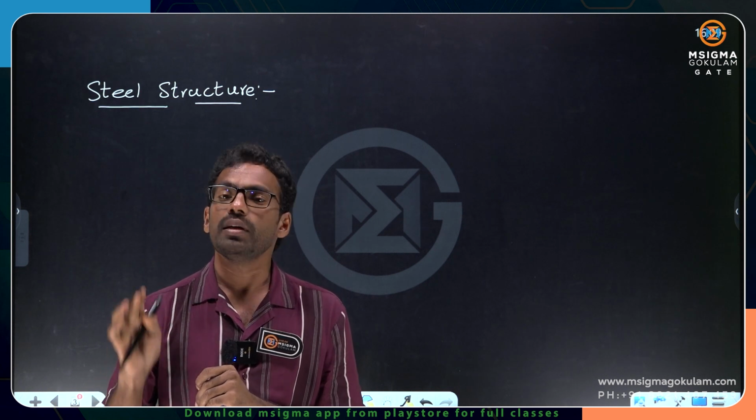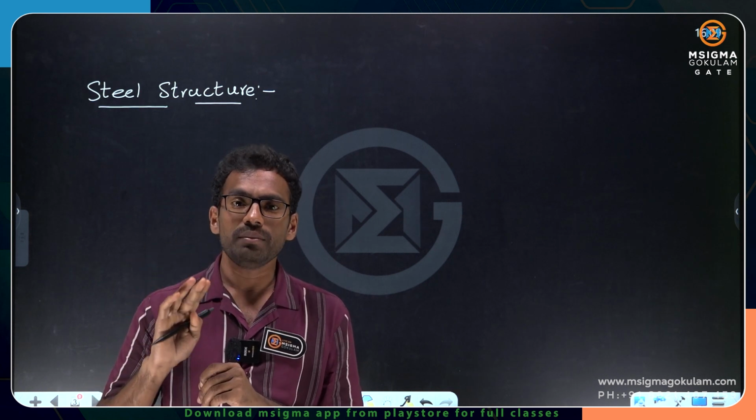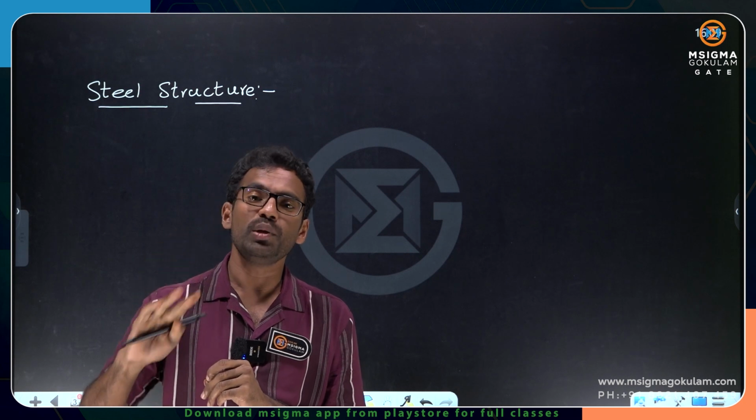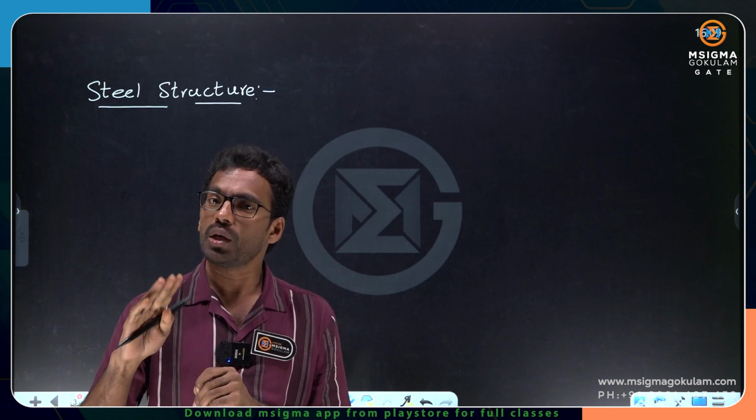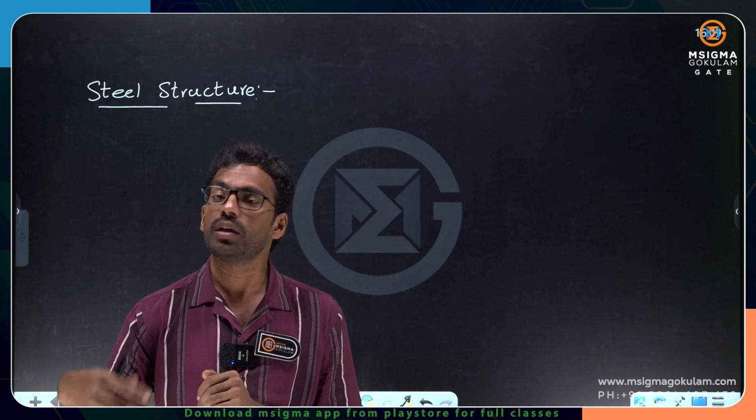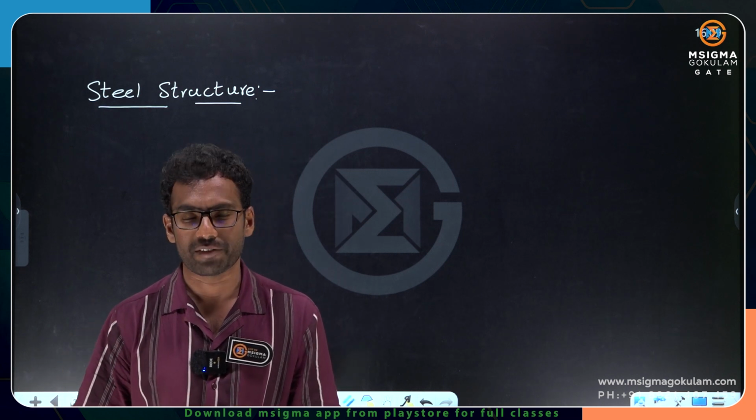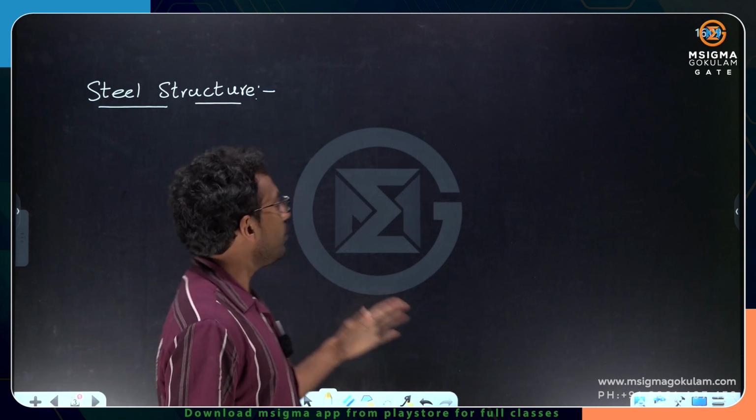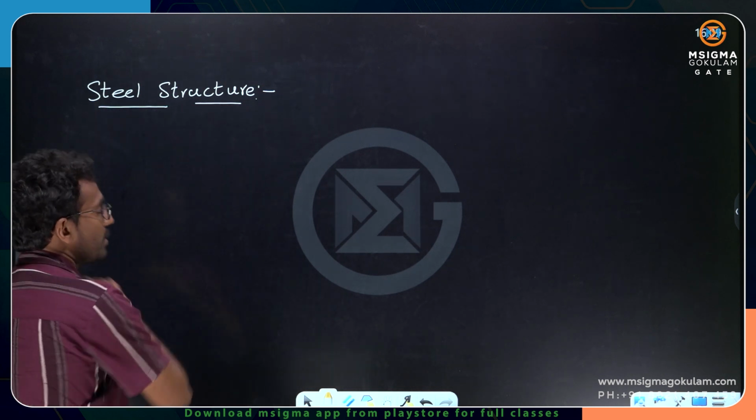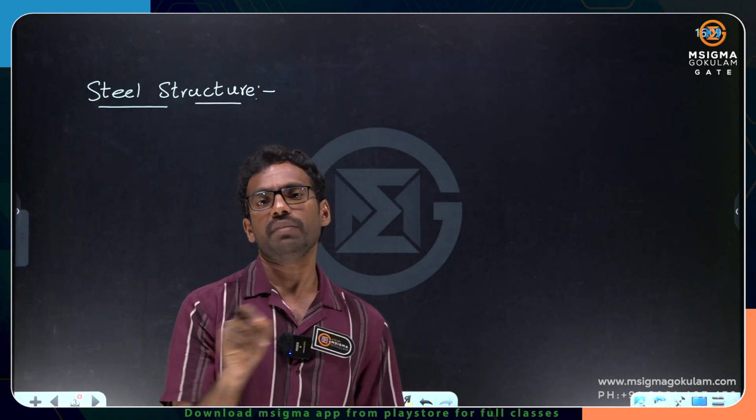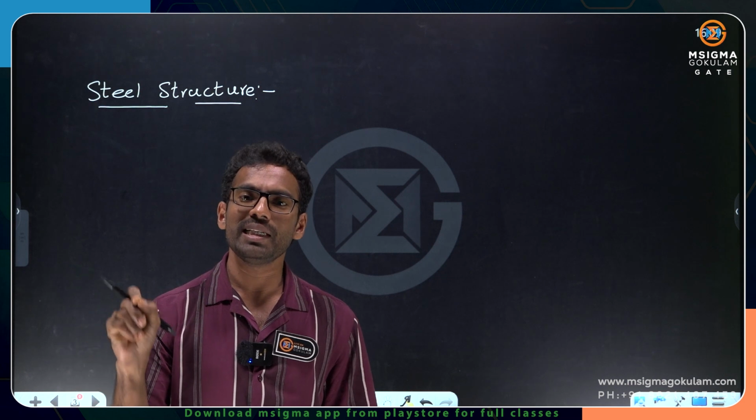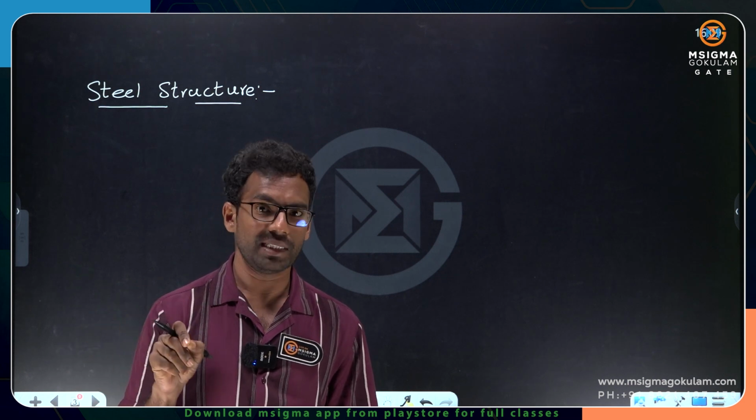So a structure is a combination of elements or members which are able to resist the deformations caused by external forces or a combination of forces. That is what we call a structure. Now coming to what a steel structure is: a structure which is constructed by using steel material is called a steel structure.